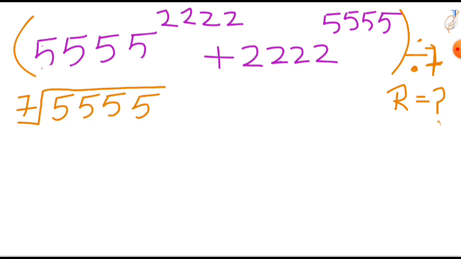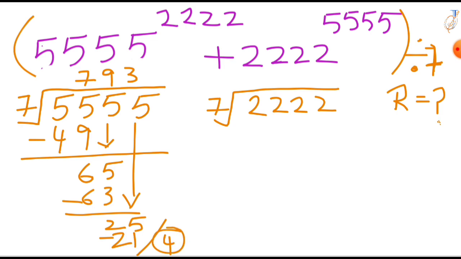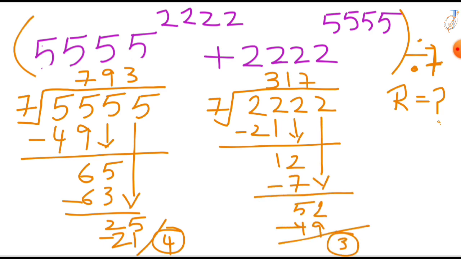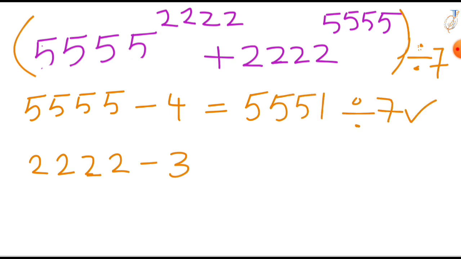When you divide them by 7, 5555 leaves a remainder of 4, while 2222 leaves a remainder of 3. By subtracting 4 from 5555, we will get 5551, and this is completely divisible by 7. Subtracting 3 from 2222, we will get 2219, and this is also completely divisible by 7.